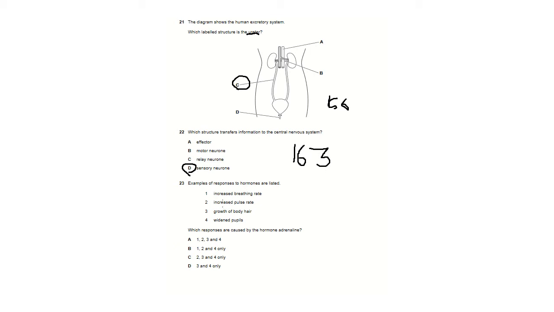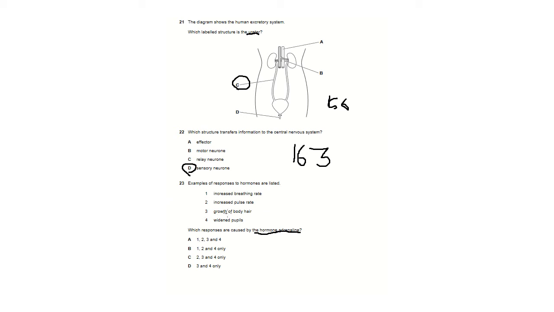The last question here relates to hormones. We are told about a hormone here that: 1. Increased breathing rate, 2. Increased pulse rate, 3. Growth of body hair, and 4. Open up the pupils. Which responses are caused by the hormone adrenaline?